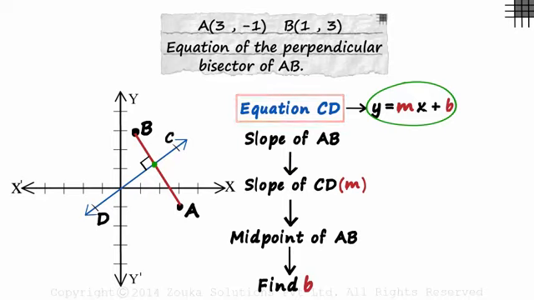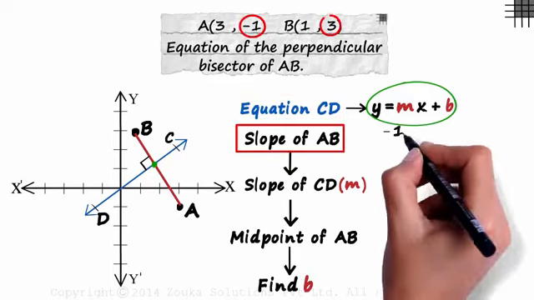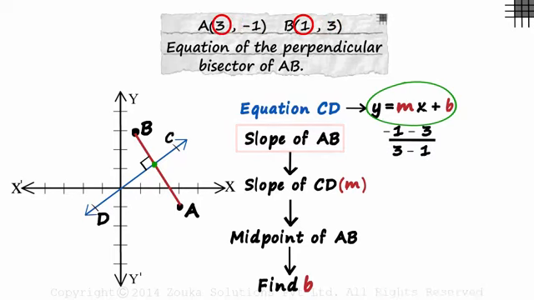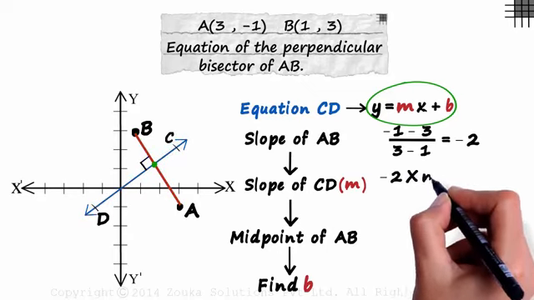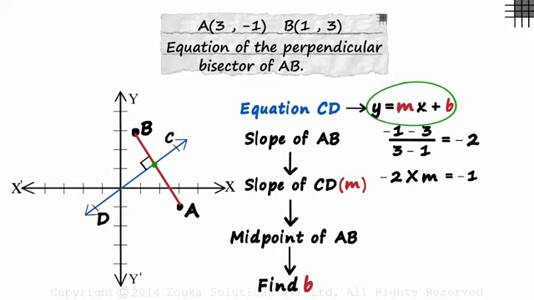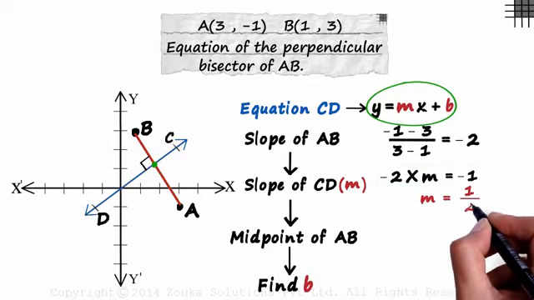Okay, so what is the slope of AB? It will be -1 minus 3 over 3 minus 1. Difference of y coordinates over the difference of x coordinates. This gives us -2. The slope of AB is -2. Now we find the slope of CD. As AB and CD are perpendicular, the product of their slopes will be -1. So -2 times m will equal -1. Slope of AB times the slope of CD equals -1. We get the slope of CD as 1 over 2.